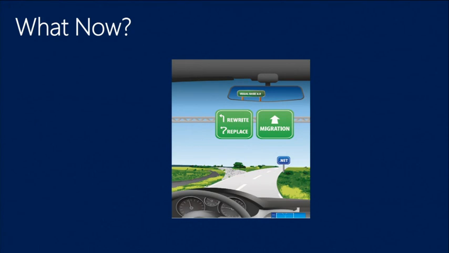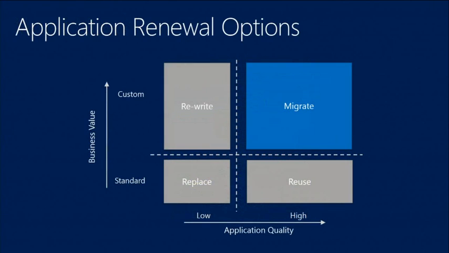So what to do? Let's take Visual Basic 6 as an example. I can easily just replace the application, I can rewrite it, or I can migrate it and transform it. And of course, how do I make this decision? Here is where I have to take really a portfolio approach for my applications.